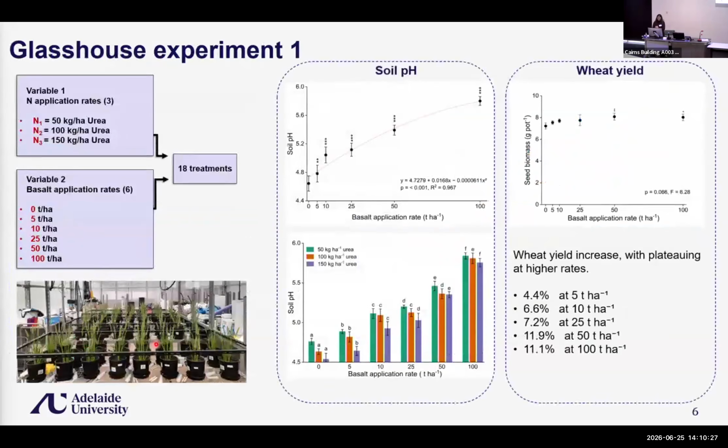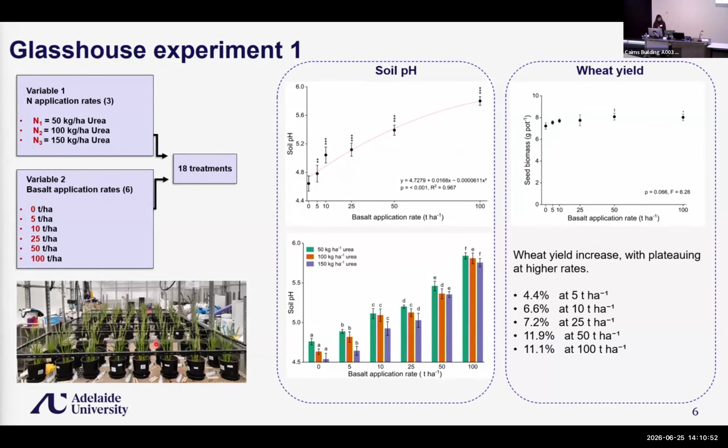So in my first glasshouse experiment, I added 3 different urea rates along with 6 different basalt application rates, including the control. So here I used 3 urea rates, which are 50, 100, and 150 kilograms per hectare urea. And the basalt application rates were from 0 to 100 tons per hectare, including the control.